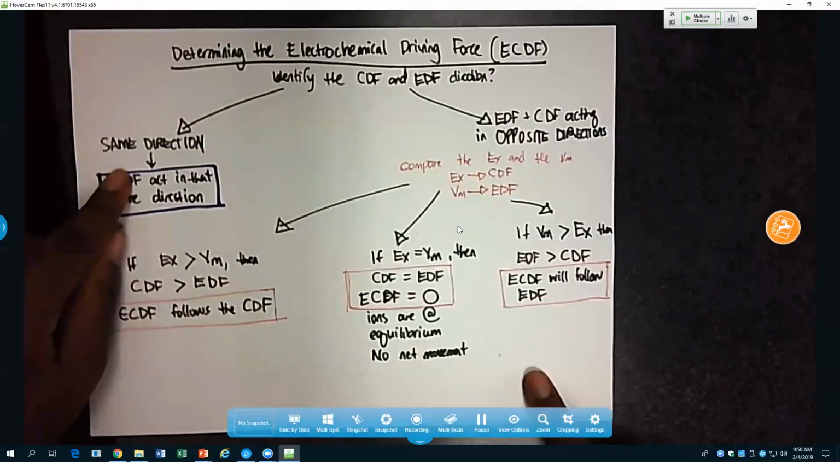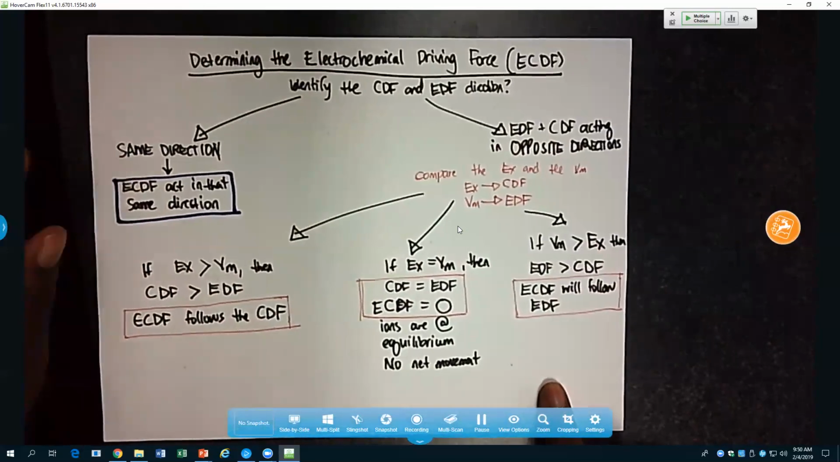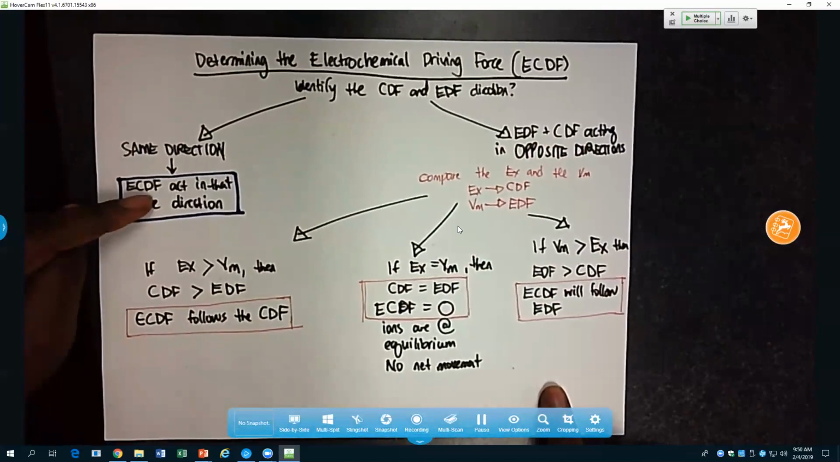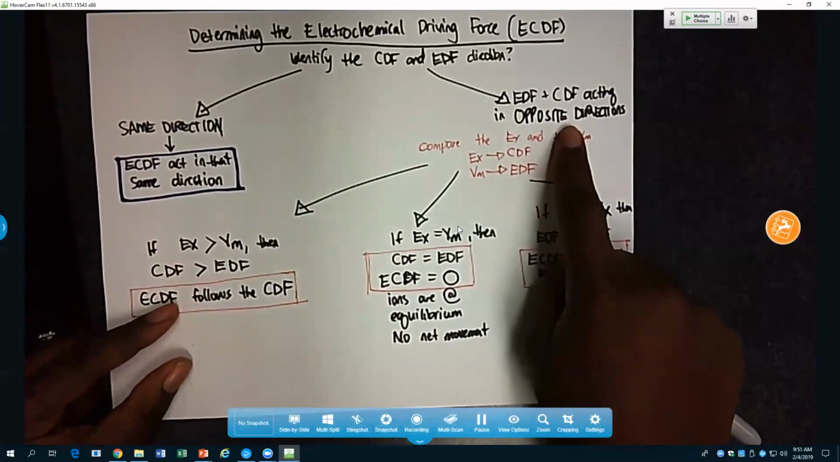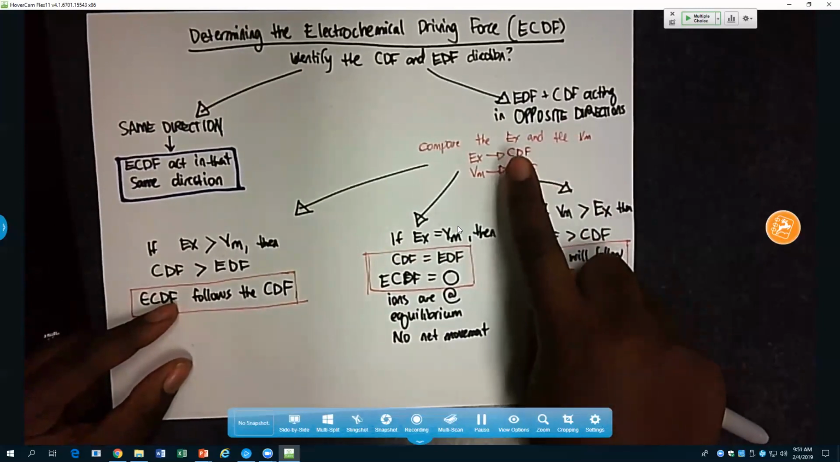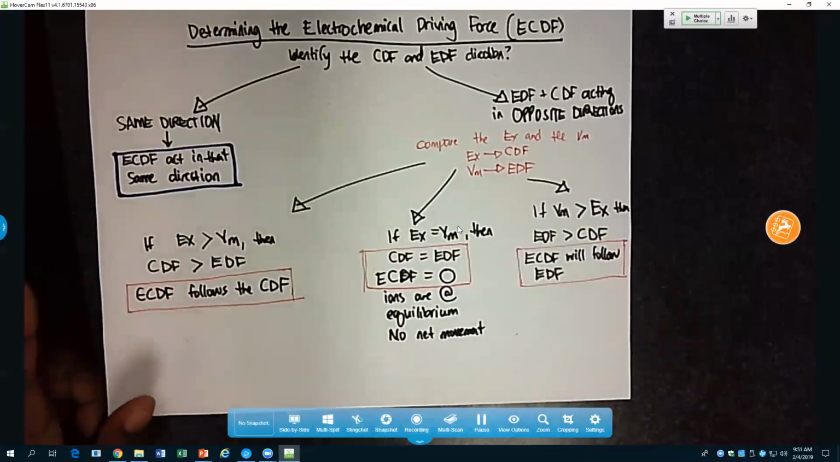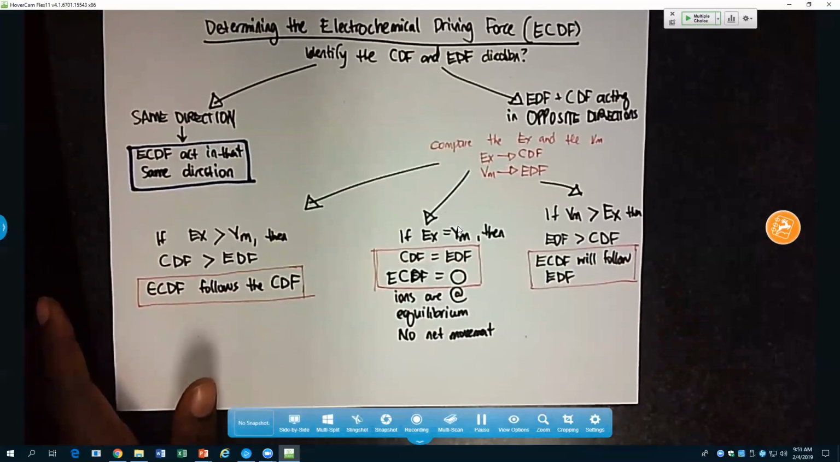If they're acting in the same direction, that's nice and easy and simple, and the sum total, the electrochemical driving force, will be in that direction, okay? If they're in opposite directions, we're going to compare the equilibrium potential and the membrane potential to determine which of those forces is the dominant force, which of those forces will influence the direction.